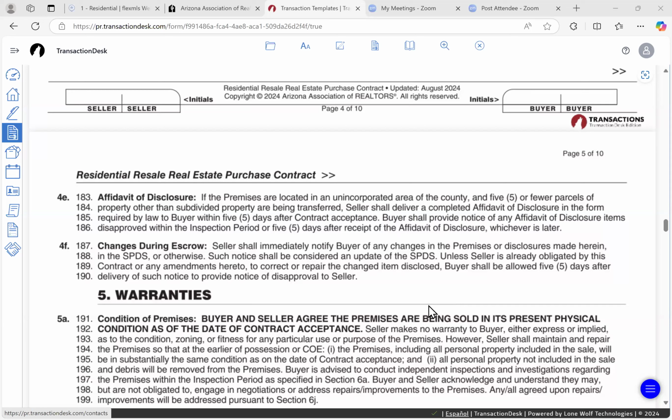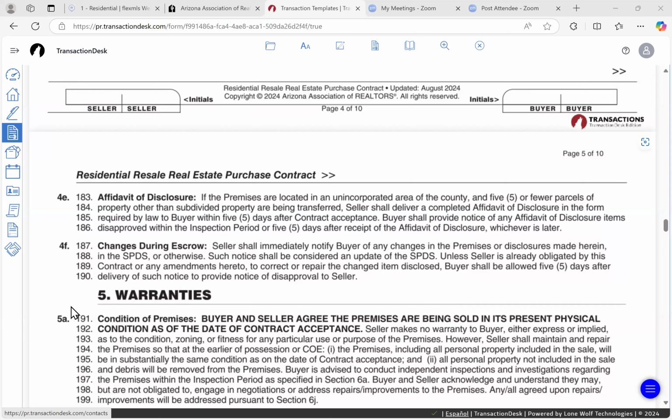So if you, for some reason, need to update the seller disclosure for any reason, maybe you're under contract and your roof leaks, well, that's something that wasn't in the original seller disclosures. You now need to update it and you now need to re-deliver it to the buyer, and they have 5 days to review it and they can cancel.